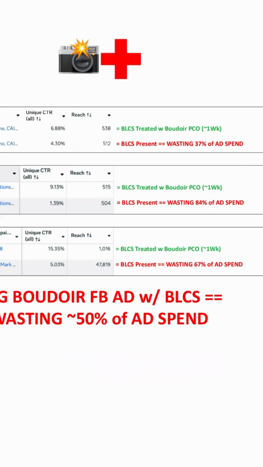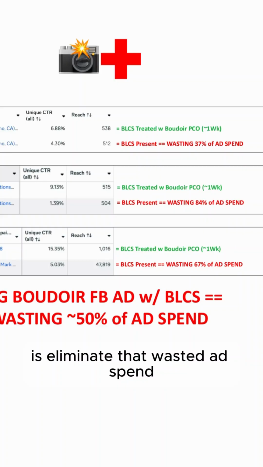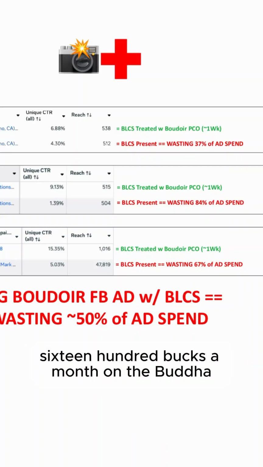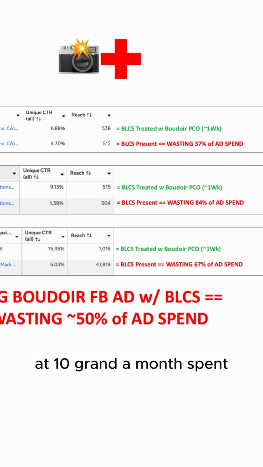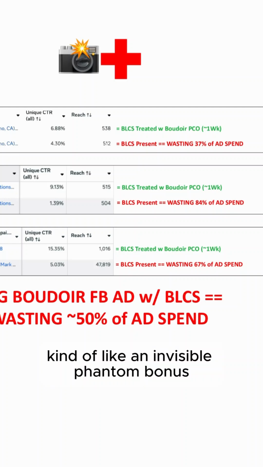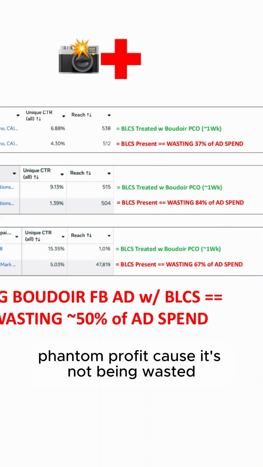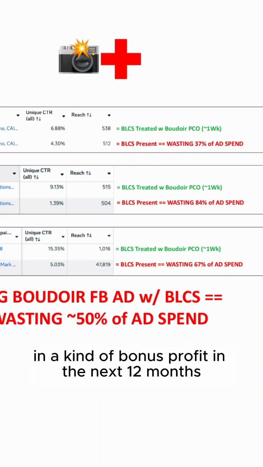the window. So what we can do now, this Boudoir Pico treated ad, is eliminate that wasted ad spend, only spend the difference, $1,600 a month on the Boudoir Pico treated ad, and we'll get our ad into the same number of women's brains as the original at 10 grand a month spend. So massive gains there, and we pocket that $8,400, or the business owner pockets that as kind of like an invisible phantom bonus, phantom profit, because it's not being wasted. It's literally something like 100 grand in kind of bonus profit in the next 12 months.